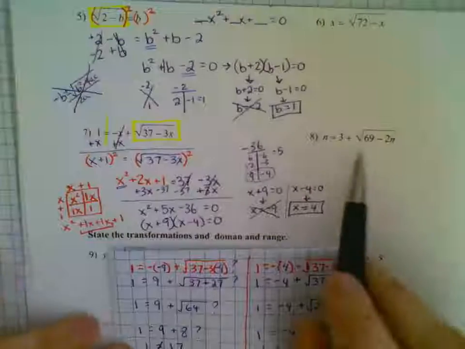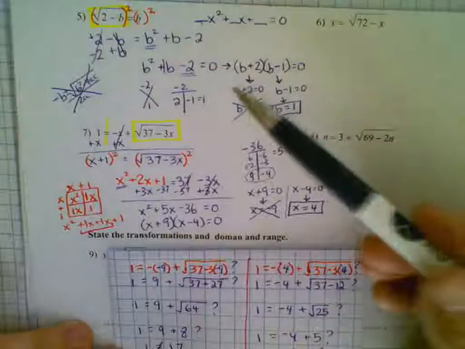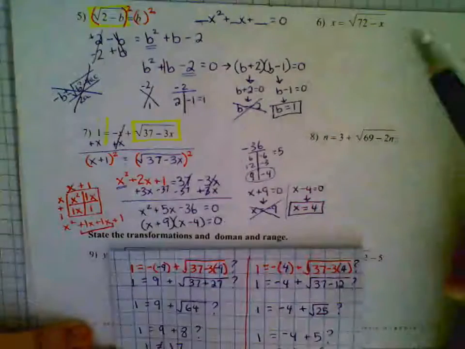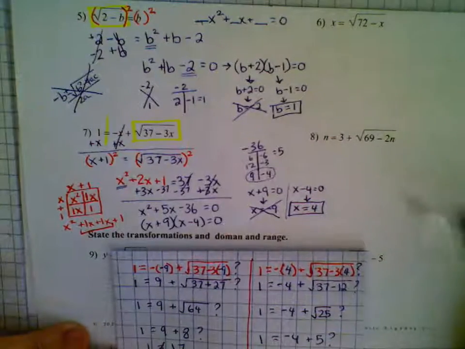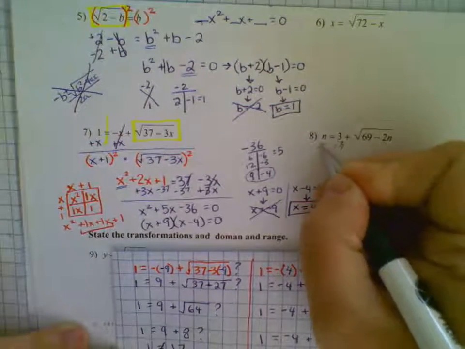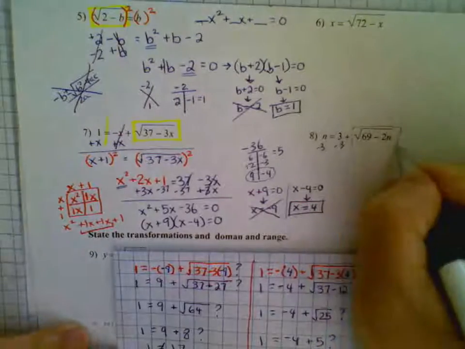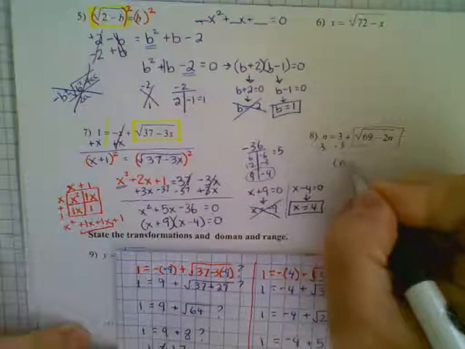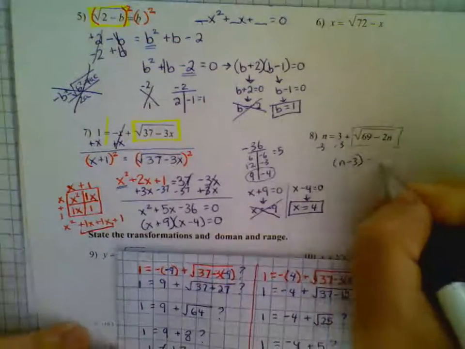All right, so if you've been following along the videos for number 5 and number 7, you should now try number 6 and number 8. Remember, on number 8, you're going to need to subtract 3 first to isolate this radical. So you'll have n minus 3 equals a radical.